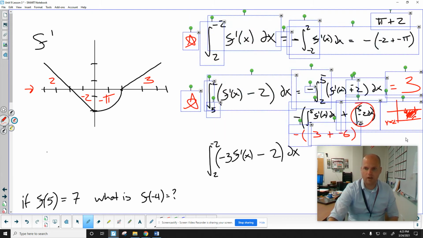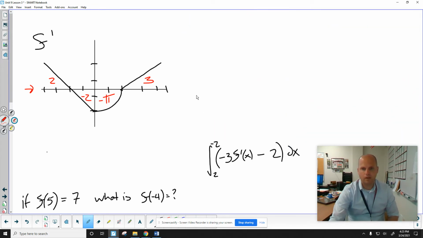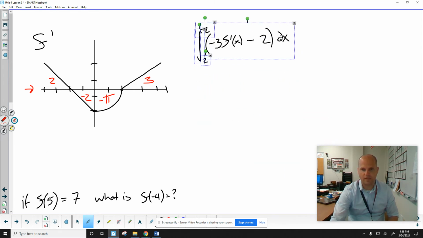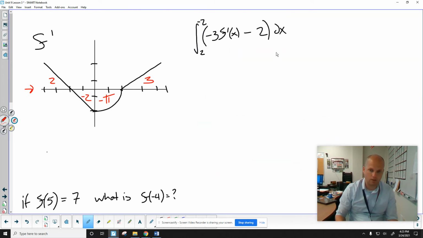So pause the video, try the last problem, and I'm going to show you the work here. This is the one that everybody messes up on. I don't know why. I think it's because of this -3, and you try to factor it out.